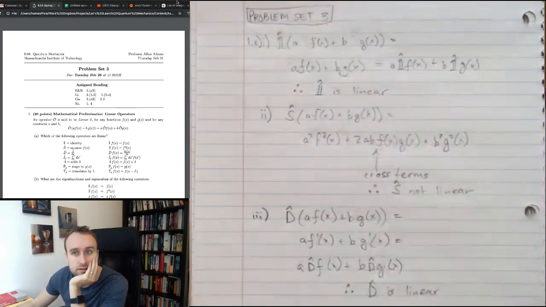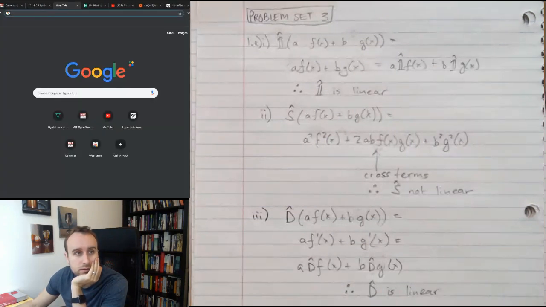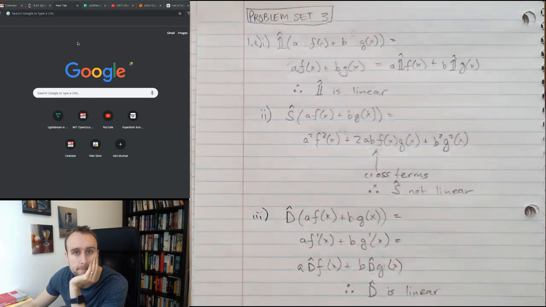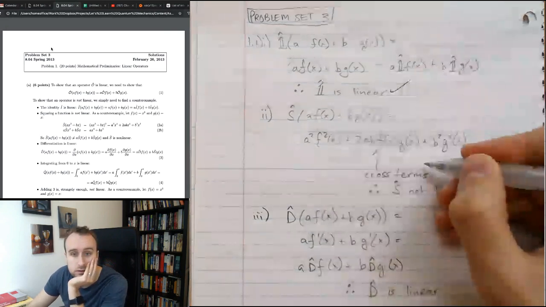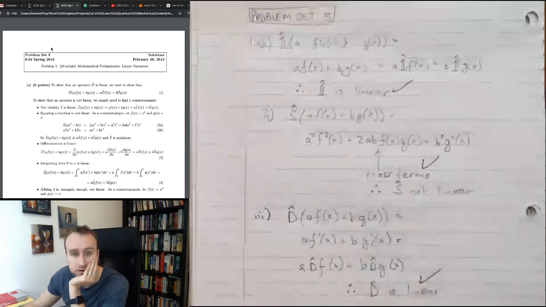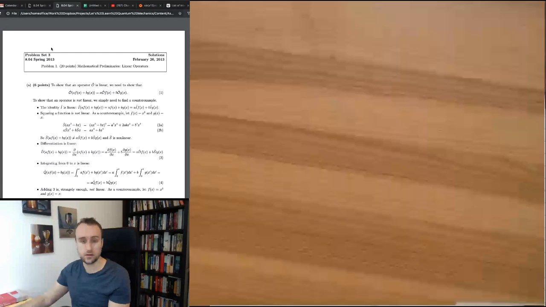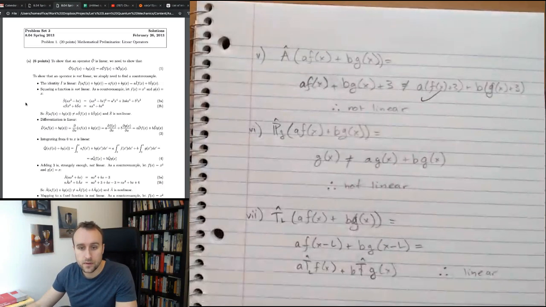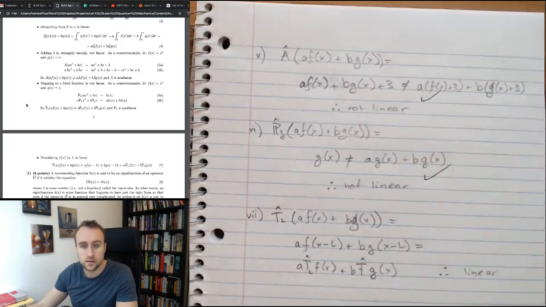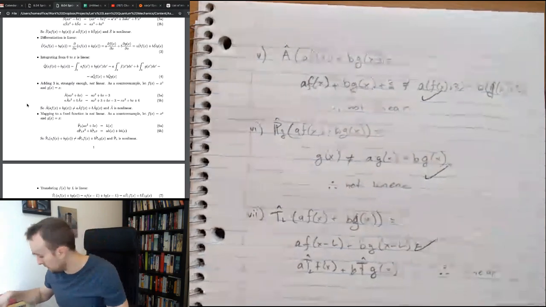All right, let's see if I got this right. I mean, this is pretty easy, I think, at least compared to the last stuff we've been doing. So let's get a new tab here and open up the solutions. To show this is linear. Yeah. Not linear. Differentiation is linear. Linear. Not linear. Not linear. Linear. Okay, so we were right on everything.